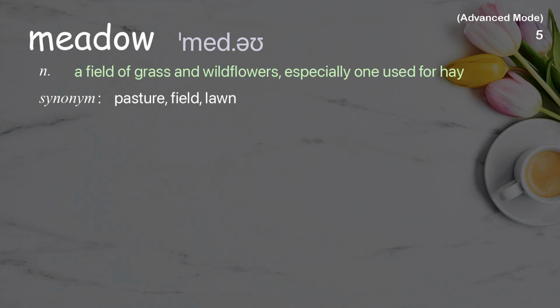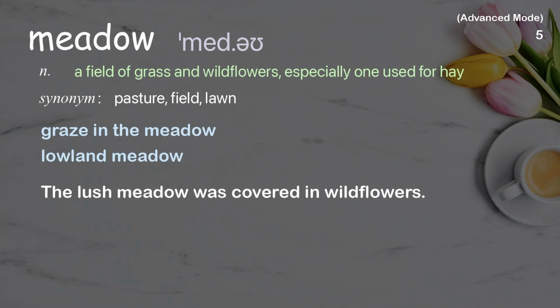Meadow. A field of grass and wildflowers, especially one used for hay. Examples: Graze in the meadow. Lowland meadow. The lush meadow was covered in wildflowers.